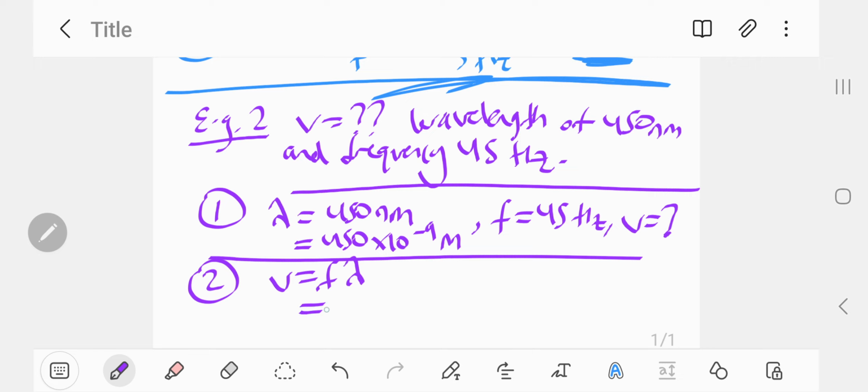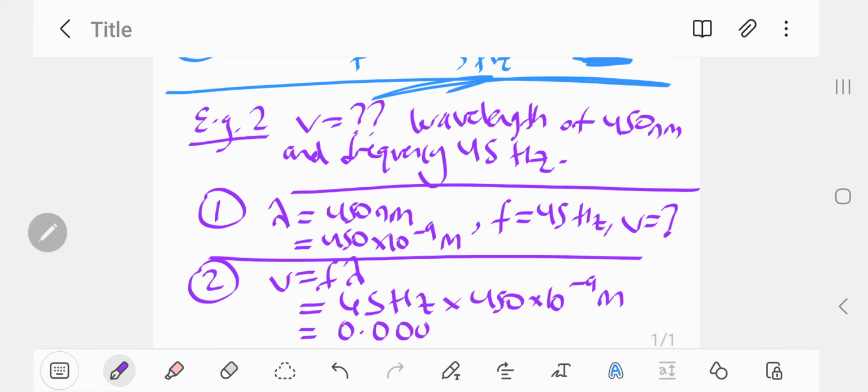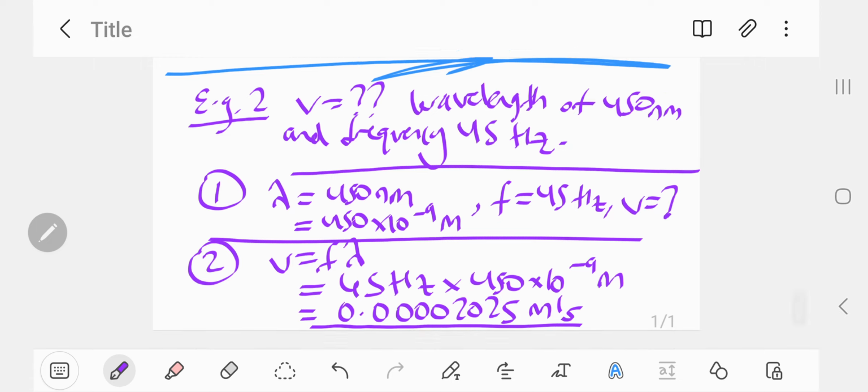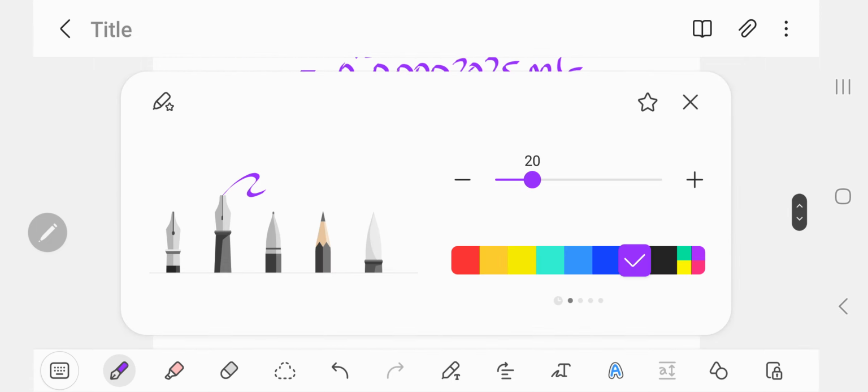So V equals F lambda. F is just 45 hertz. Lambda, that's 450 times 10 to the minus 9 meters. And you multiply the two, that'll give you a very small number, 0.00002025 meters per second. And that's how you work out V. We'll do one more example.